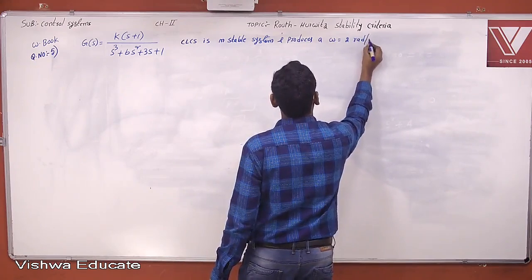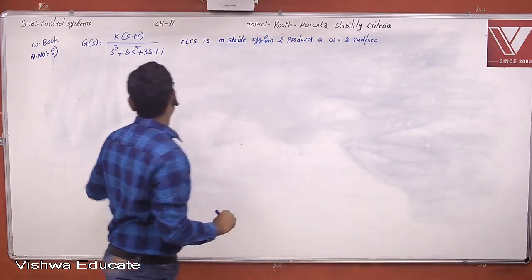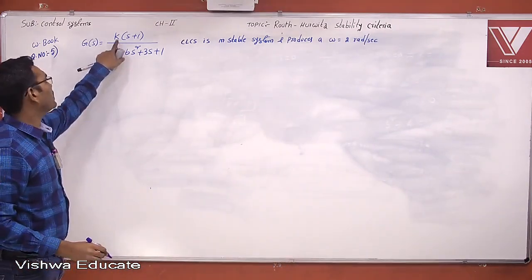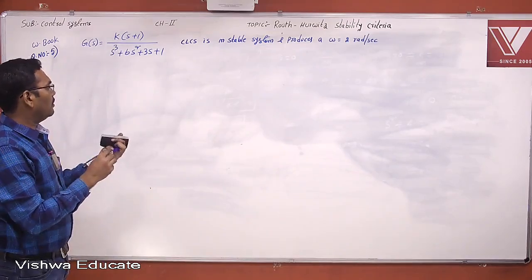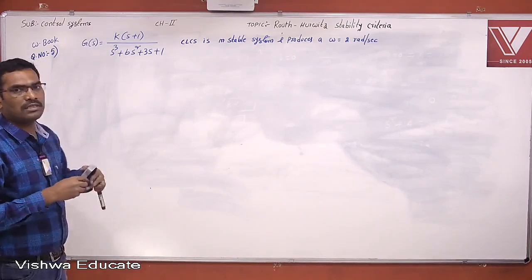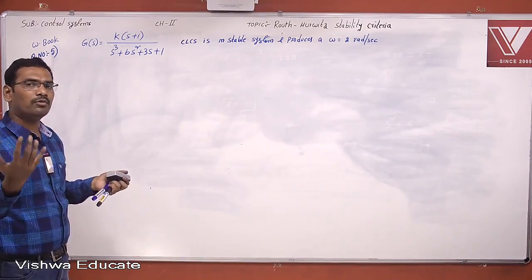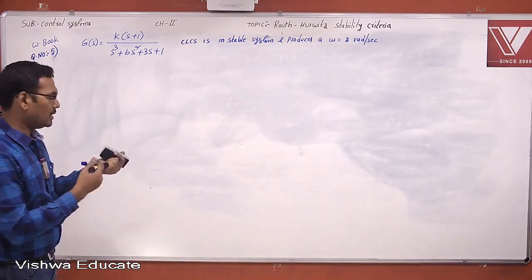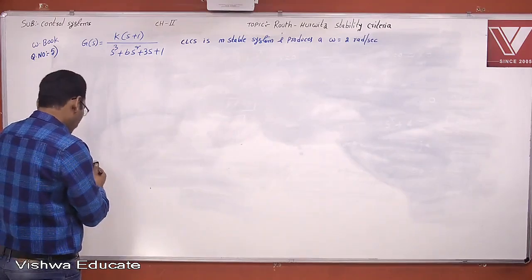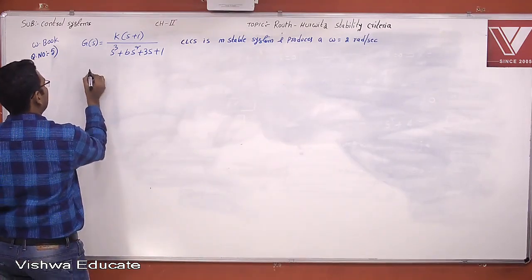This information is given, and he is asking what is the value of B and what is the value of K. Now he says that the closed loop control system is marginally stable. First you convert it to a closed loop control system and make it a marginally stable system. Closed loop conversion means first you find the characteristic equation.